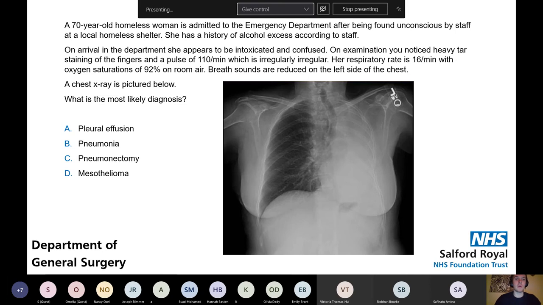Question here. So we've got a 70-year-old homeless woman, found unconscious, history of alcohol excess. On arrival, she appears intoxicated and confused. On examination, heavy tar staining of the fingers and a pulse of 110, which is irregularly irregular. Respiratory rate 16, oxygen sats 92, breath sounds reduced on the left side of the chest. Chest x-ray is pictured below. What is the most likely diagnosis?